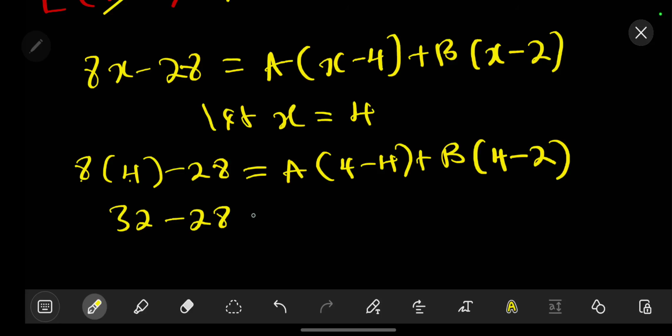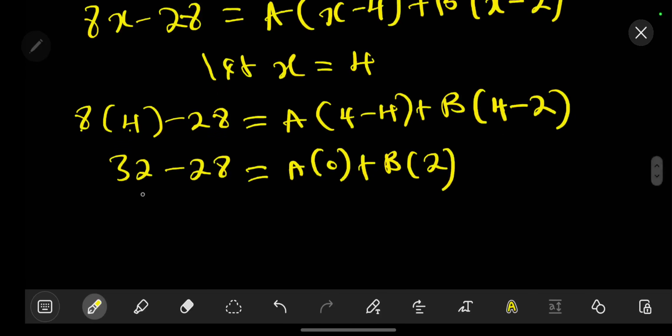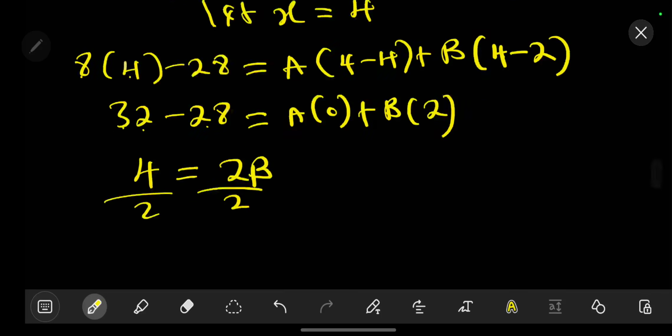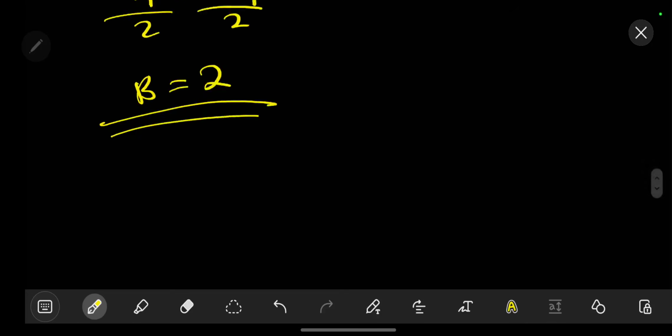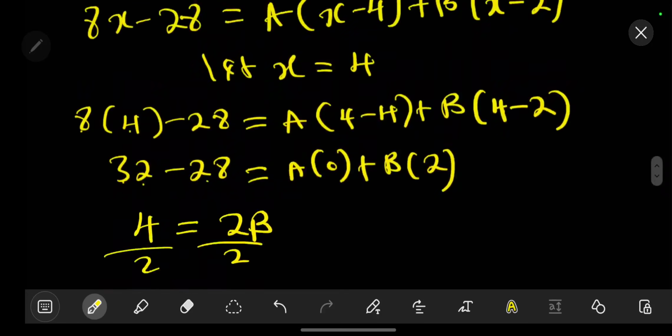Then 4 minus 4 is 0, so we have a times 0, plus b times 4 minus 2, which gives us 2. So 32 minus 28 gives us 4, which should be equal to 2 times b, that is 2b. Then we divide by 2 on both sides, so our b value is equal to 2, like that. So we have found our b.